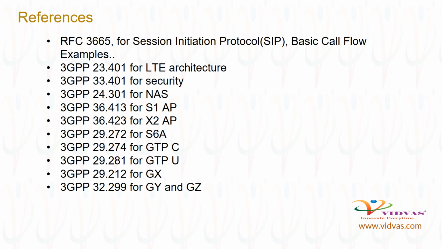The following is the list of references. RFC 3665 for session initiation protocol or SIP basic call flow examples. 3GPP 23.401 for LTE architecture. 3GPP 33.401 for security. 3GPP 24.301 for NAS. 3GPP 36.413 for S1 AP. 3GPP 36.423 for X2 AP. 3GPP 29.272 for S6a. 3GPP 29.274 for GTPC. 3GPP 29.281 for GTPU. 3GPP 29.212 for Gx.